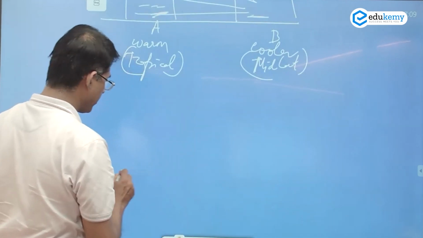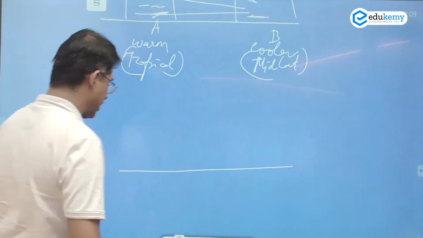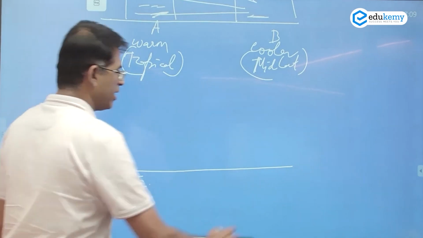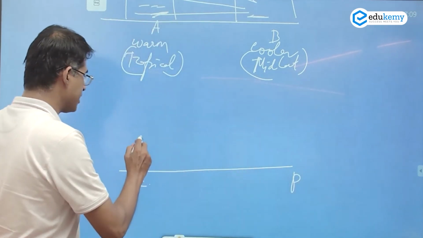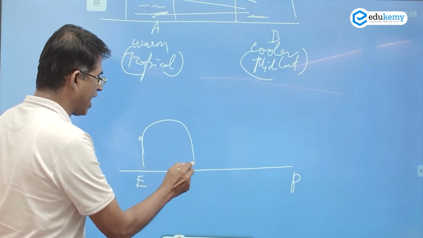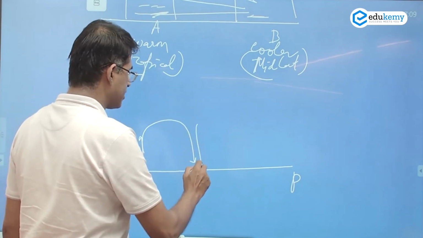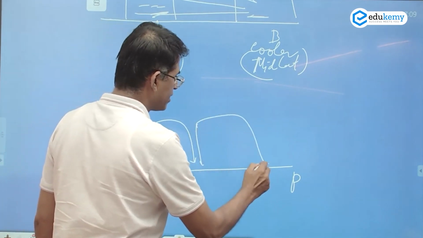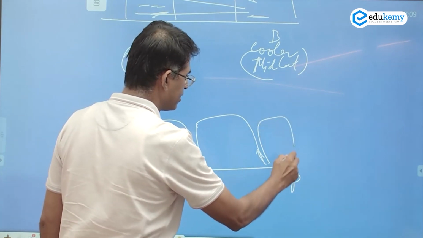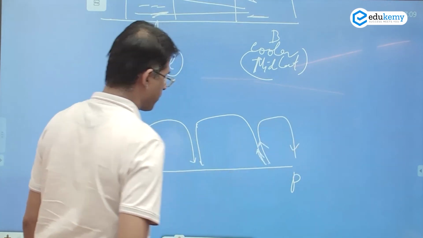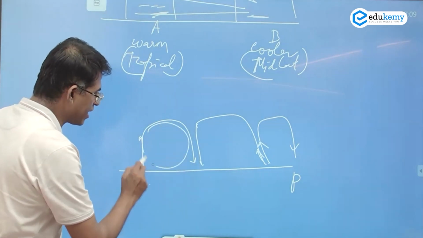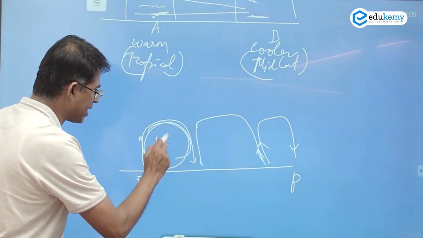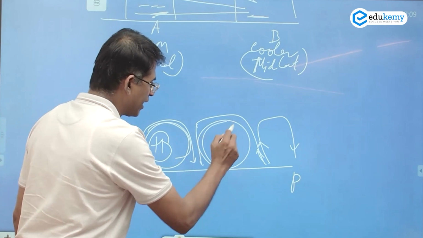So at the surface of the earth, this is the equator, this is the poles. Air is rising, air is sinking. Okay, air is rising, air is sinking. So if you look at this air, this is the Hadley cell. If you look at this air, this is the Ferrel cell.